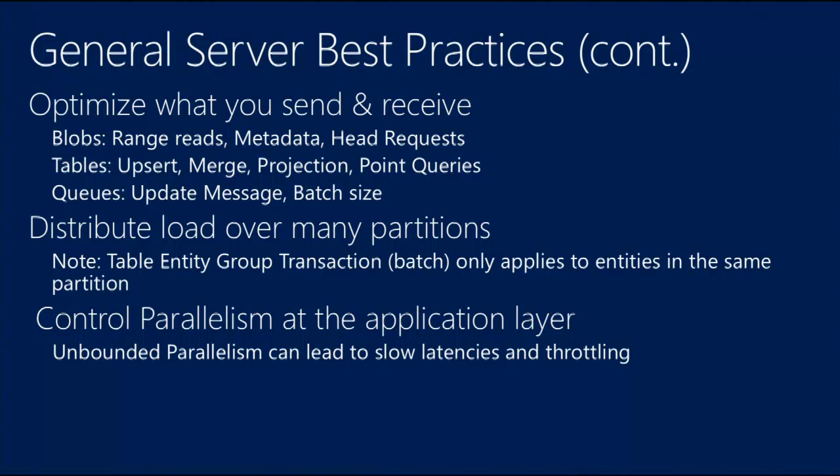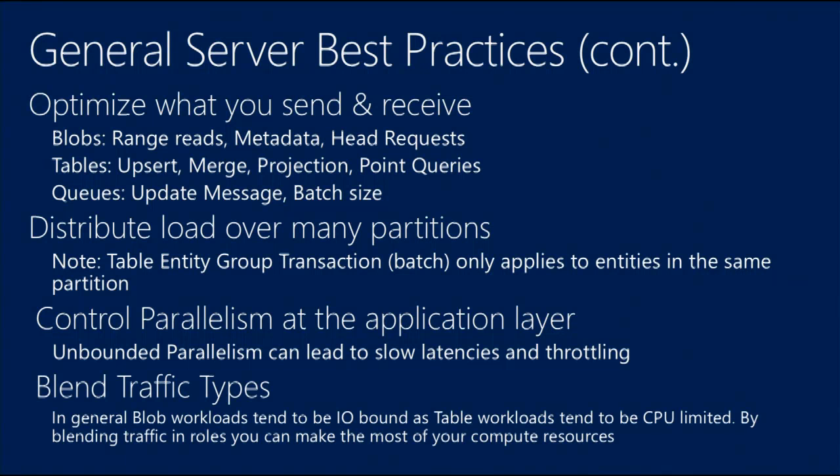And then control parallelism at the application layer. We kind of already talked about that briefly. And then blend traffic types. In general, blob workloads tend to be more I/O bound, and table workloads tend to be more CPU bound. So generally, people are planning out their scenario. They'll say, I have my 5 blob workers and my 10 table workers, and they're doing these different things. By putting those in the same VM or role, now you can make better utilization of the same VM, all the resources available, both CPU and network.